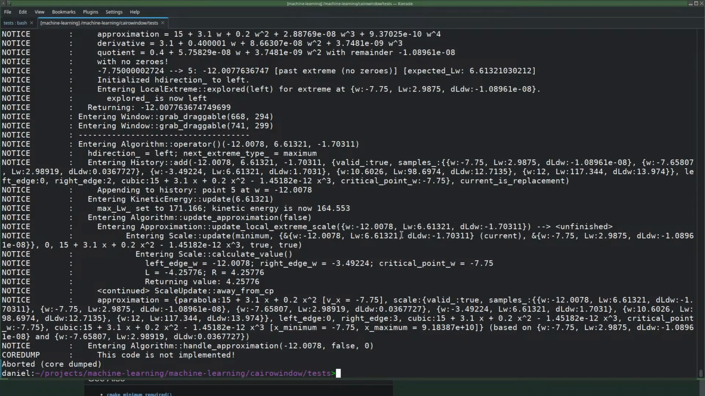Crash. Code not implemented, but that means that it's thinking. It's telling me that it's in the middle.